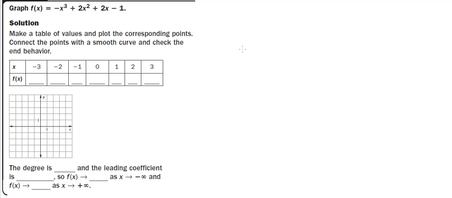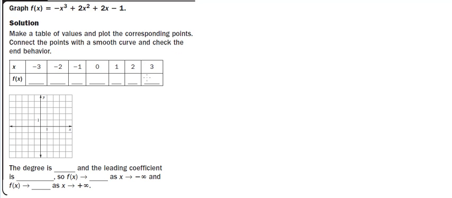Okay? Alright, so the first thing you're going to do is make a table of values, and plot the corresponding points. These are some good values to use: -3 through +3, going up by 1s. If you want to, you can just use -2 to +2. That's also fine. You don't have to spend that much time doing all the calculations if you don't want to, but at the very least you need to do -2 through +2.